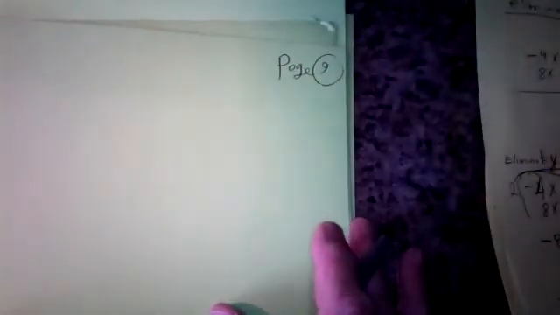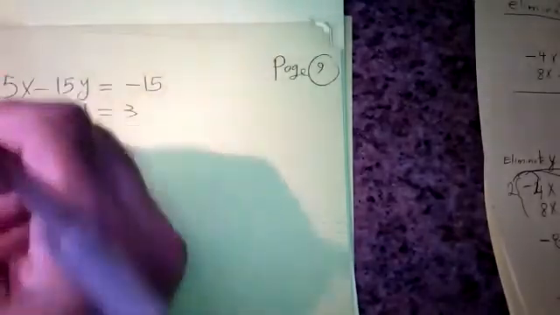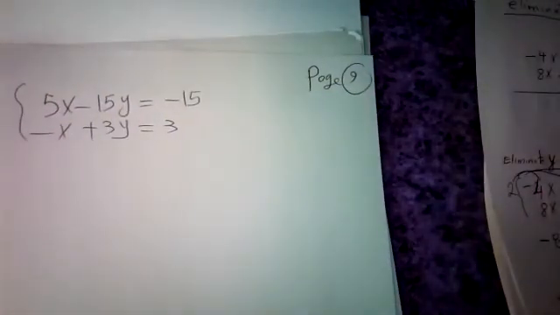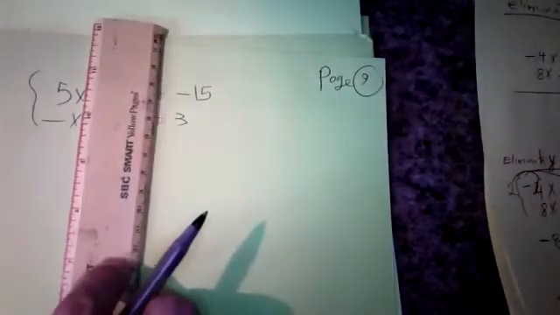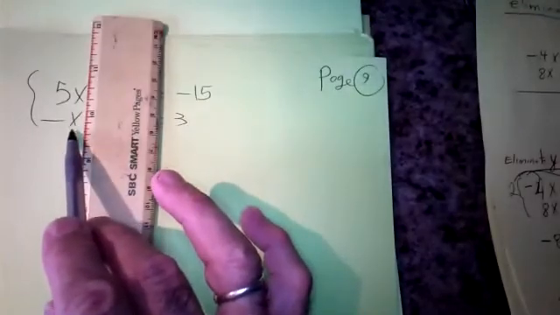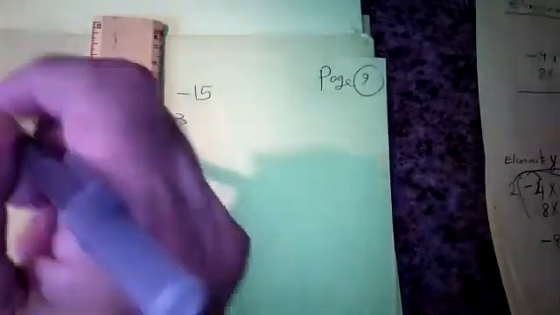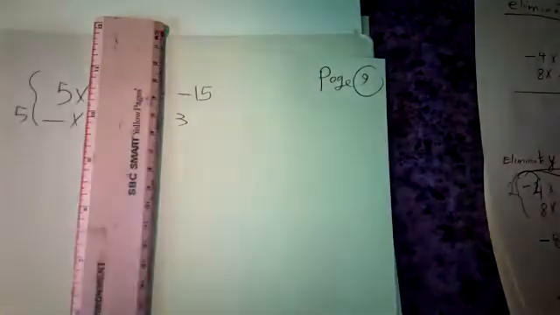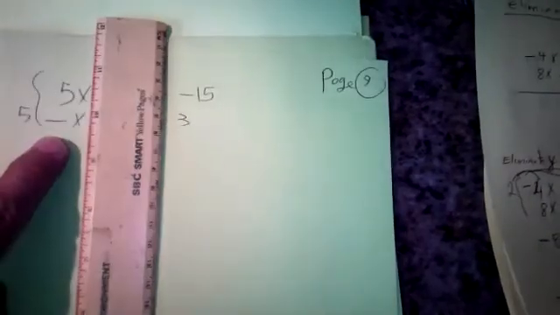Now, let's look at this one. If I want to eliminate X, you know how you have minus X here? You need to change this to minus 5X. So all I need to do is multiply the bottom equation by 5 to make this minus 5X, okay?